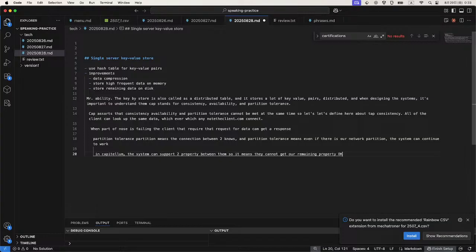Okay, so there are three types of key value systems. First, it supports C and P, consistency and partition tolerance. Second, A and P, availability and partition tolerance. And third, C and A, consistency and availability.